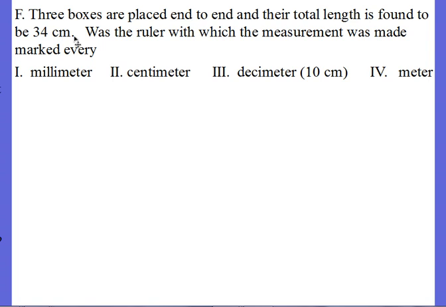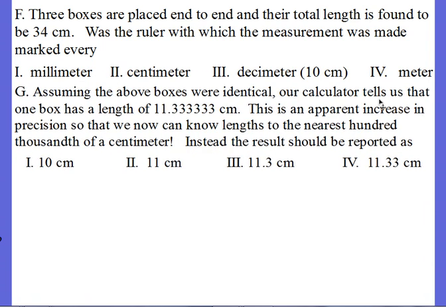So I have 3 boxes and I measure them, the total length to be 34 centimeters. What sort of a ruler did I measure with? Remember, the last digit is always a guess. I take that 34 and I divide it by 3 to find out how long 1 is, and I get this out of my calculator. That's nonsense. Just because I put it into a calculator did not take something that was measured to the nearest 10 centimeters, and suddenly I know it to the nearest millionth of a centimeter. So what would be the precision here?